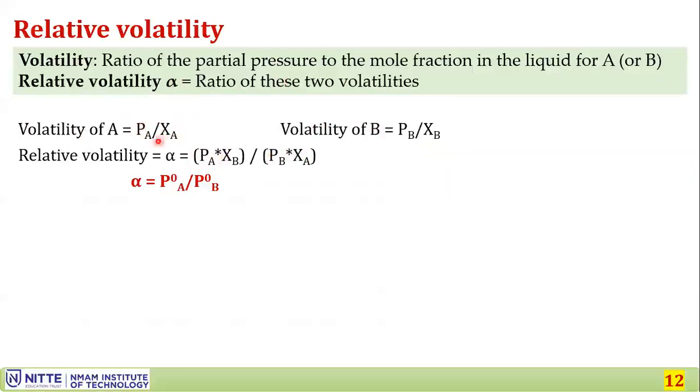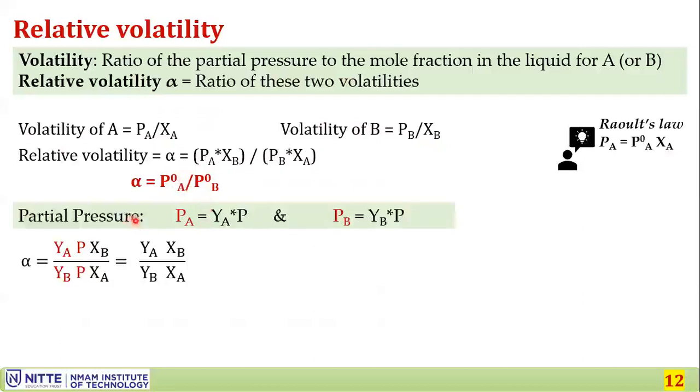Now if you remember from Raoult's law, that is PA is equal to P naught A into XA, you can write alpha is equal to vapor pressure of A divided by vapor pressure of B. Now this partial pressure you can write as PA is equal to YA into P, that is our Dalton's law, and PB is YB into P. Now I rewrite alpha using this: substituting PA is equal to YA into P and PB is equal to YB into P, P is a common term and cancels, giving YA XB divided by YB XA.